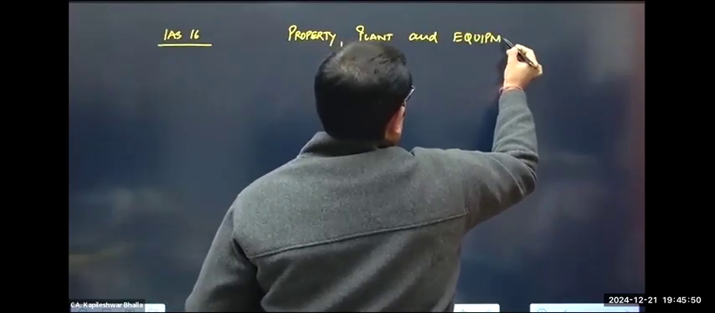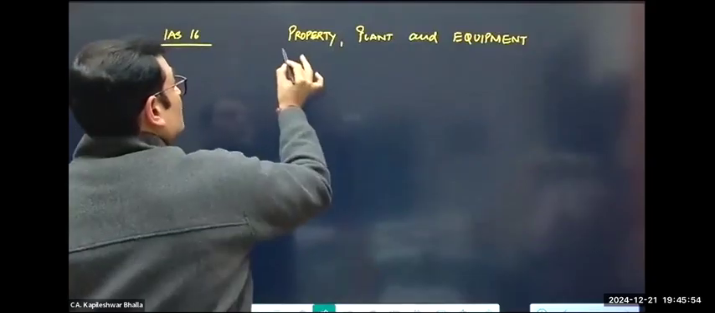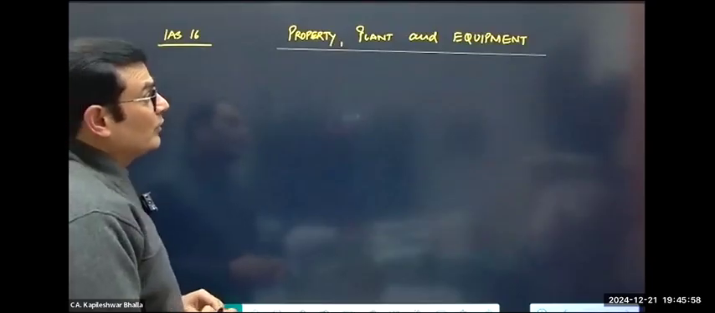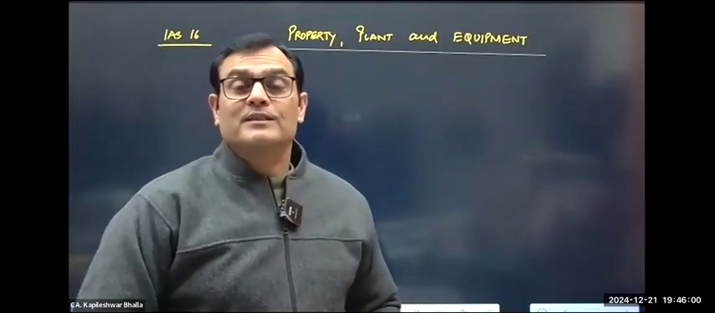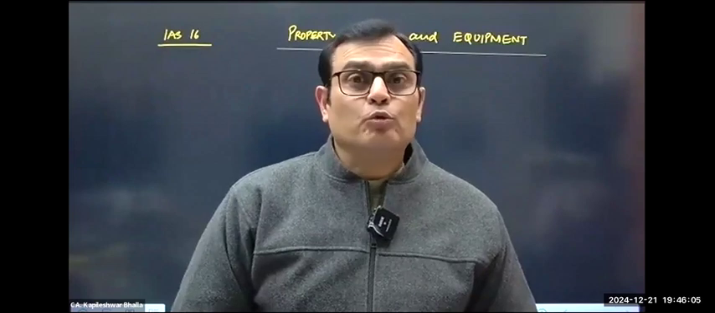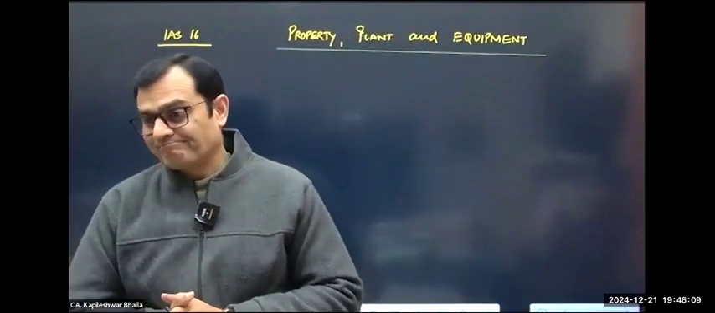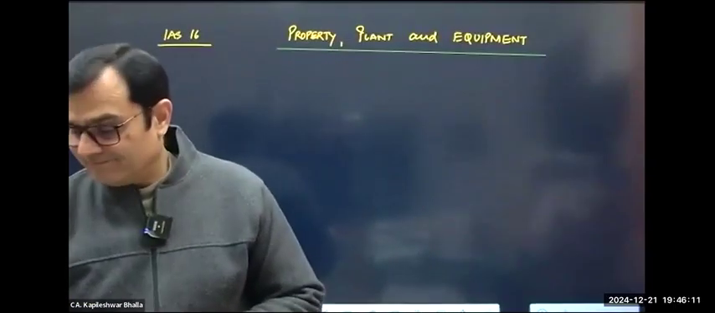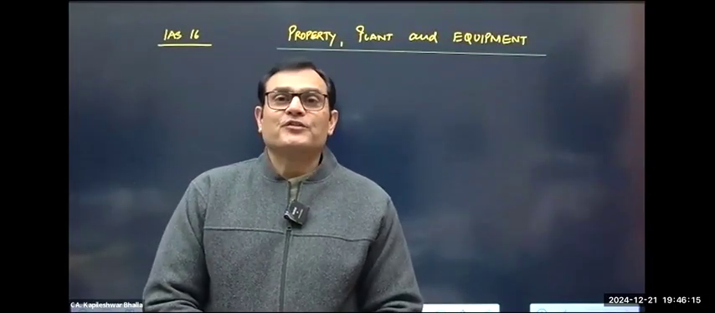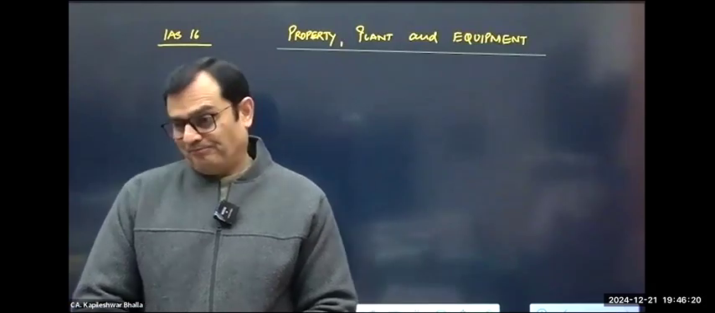Whenever I look at the name of the standard, the very first question that comes to my mind is, is this a single word, or is this two words, or is this three words? What do you say? Is it one, two, or three? The name is property, comma, plant and equipment. Is it a single word, two words, or three words?